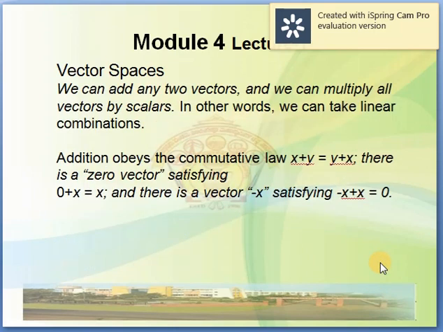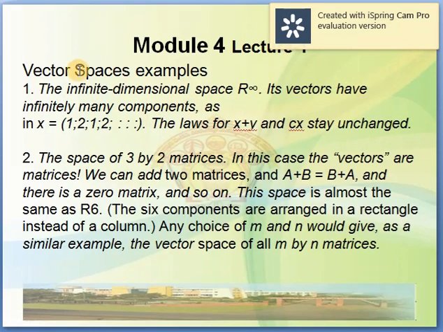So to understand these in a better way, if it has to be a vector space, then it should satisfy the three properties. Let's learn these three examples. The first one is the infinite dimensional space, R raised to infinity.